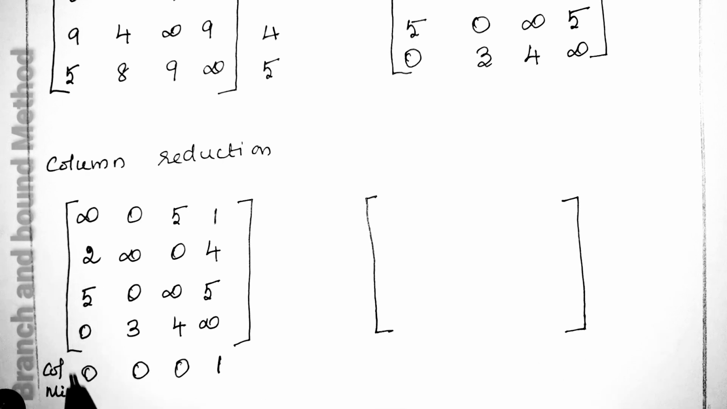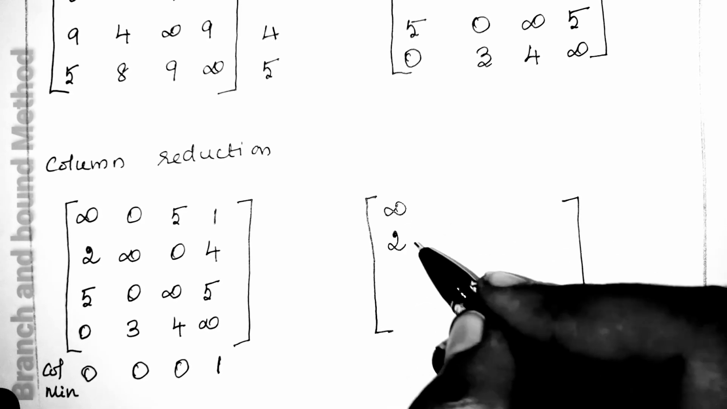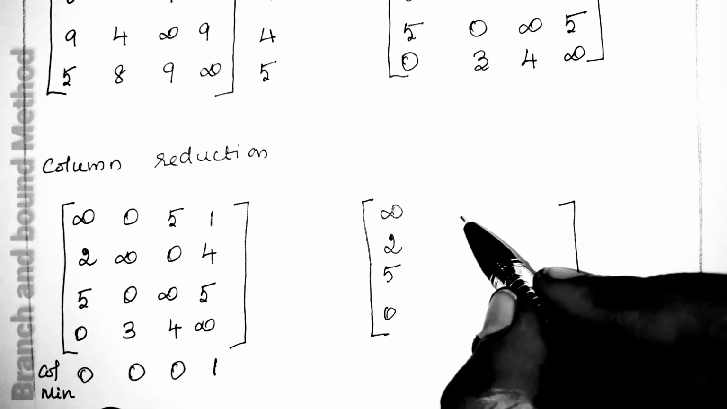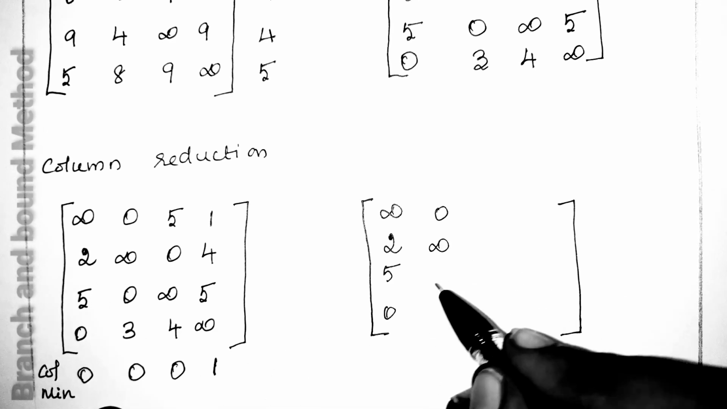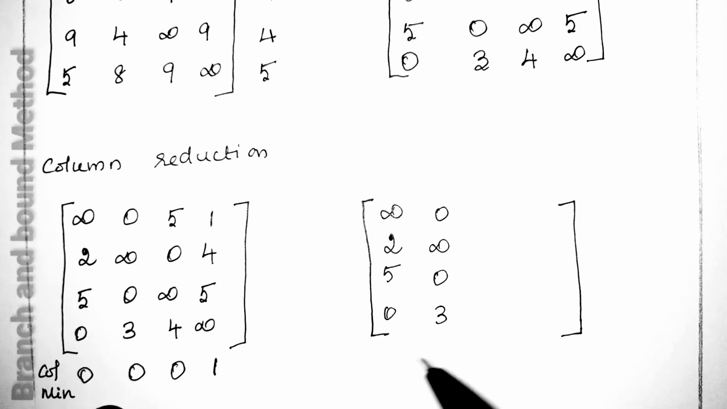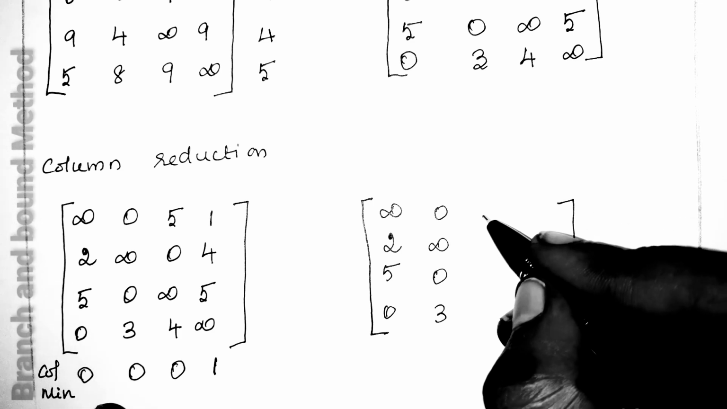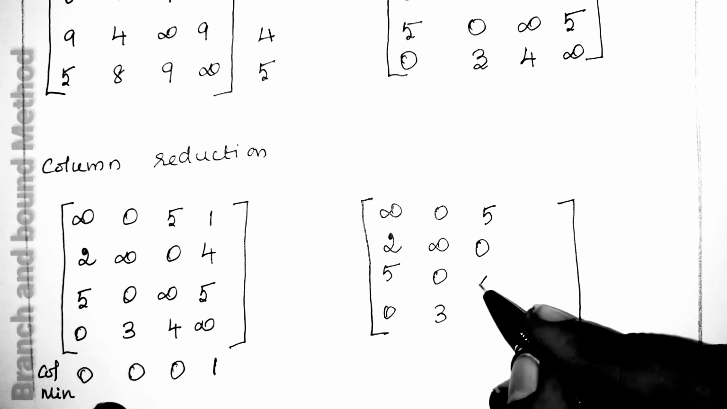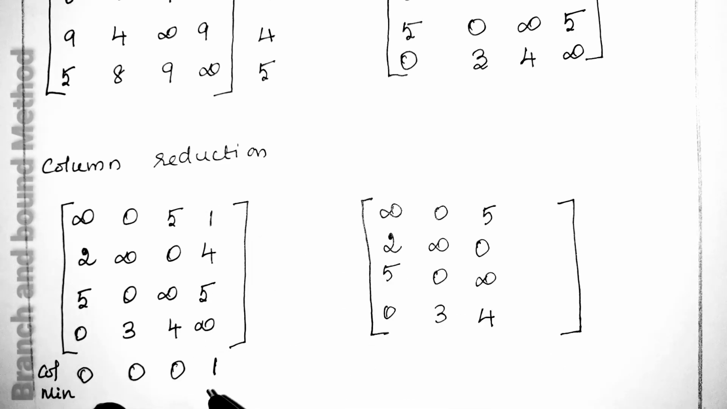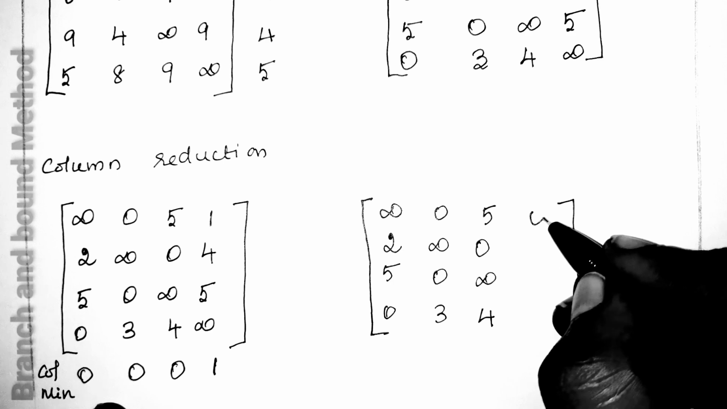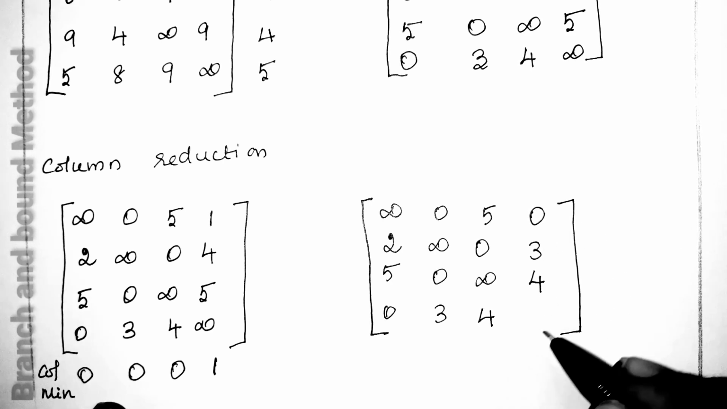First column, 0 is the least number, so you write it as it is: infinity, 2, 5, 0. Second column, 0 is the minimum number, so 0, infinity, 0, 3. Third column, 0 is the least number, so you write it as it is: 5, 0, infinity, 4. Fourth column, 1 is the least number, so you subtract it from all the elements. 1 minus 1 is 0, 4 minus 1 is 3, 5 minus 1 is 4, infinity.